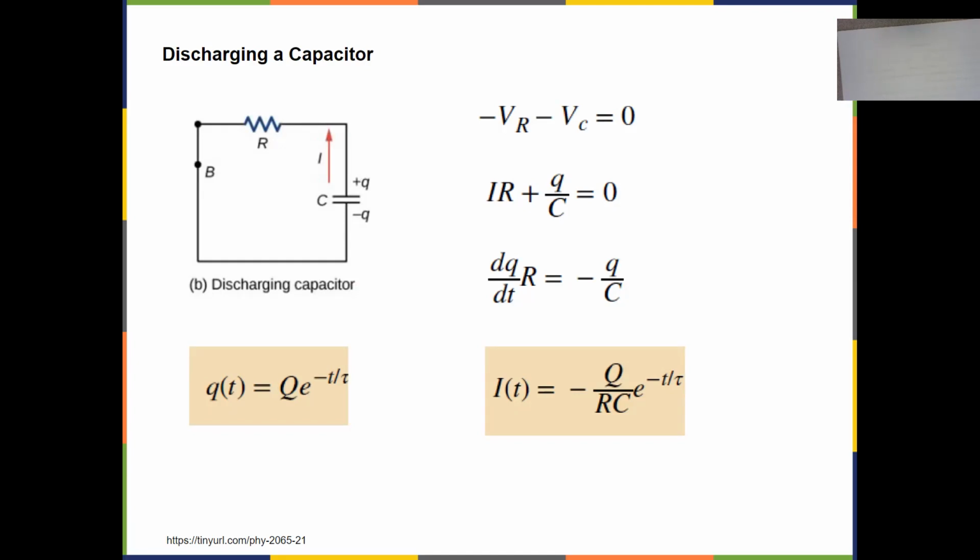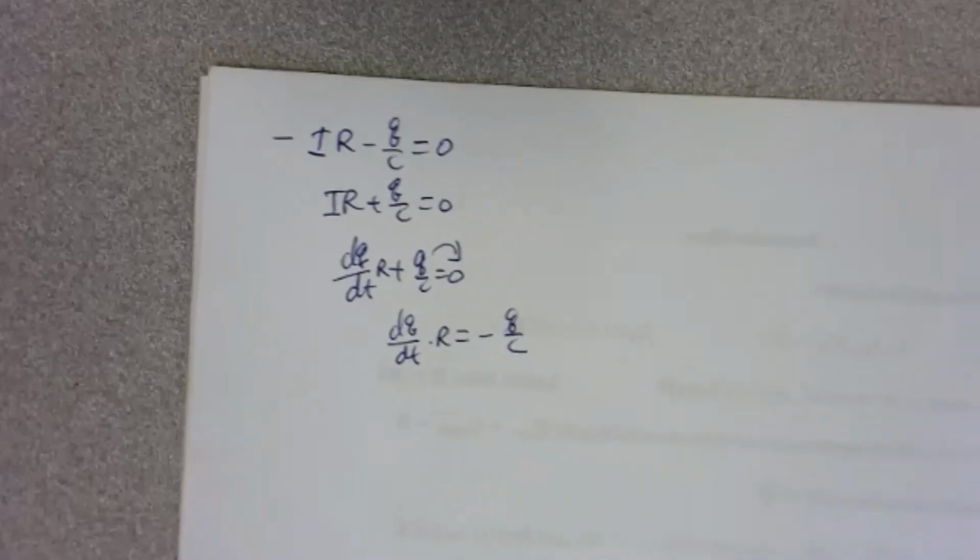Then you start with minus IR minus Q over C equal to 0, which is minus VR minus VC. So minus minus becomes IR plus Q over C equal to 0. I again is dQ over dt, so dQ over dt times R plus Q over C equals 0. Again, move this to the other side of the equation, so dQ over dt times R equals minus Q over C. All right, let me make this larger so you can see it better.